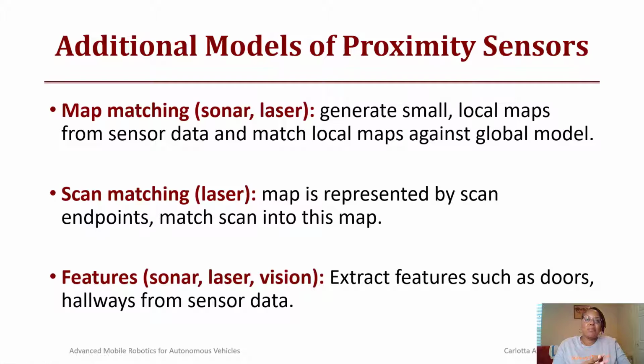So some of the additional models of proximity sensors that we will explore today, including map matching, which you can do with sonar or a laser, where you generate a small local map from your sensor data and then try to match that local map to your global model somewhere in the world. It's also a way of doing localization. Scan matching, which you do with a laser, where the map is represented by a scan of endpoints and you match that scan to the map or the global model. And finally, feature-based, where you use sonar, laser, or vision in order to get distinct features about the world, such as a door, a hallway, or sensor data. Let's go take a look.